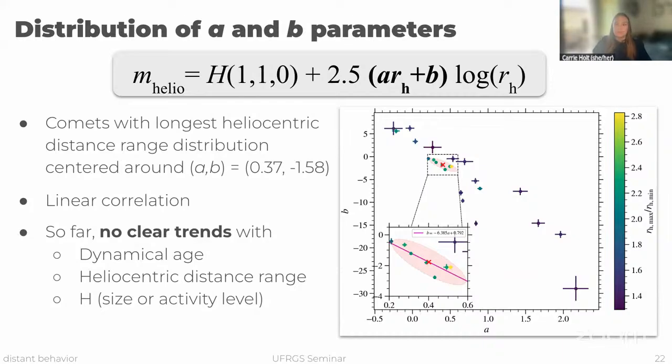Another thing that we found that was surprising is that at these heliocentric distance ranges far from the sun, we did not see any clear trends with dynamical age. Again, with heliocentric distance range, once you got above a certain threshold, it could fit better. We also didn't see any clear trends with the H value, or you could think of it like the size or the activity level, which is interesting.